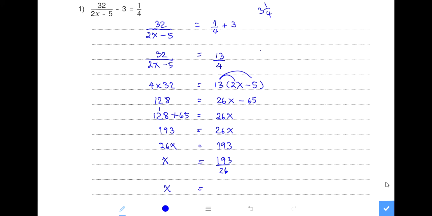So I want to change it to a mixed number. So 26 times 7, you know what? 26 times 7 is 182. Okay, 182. So I can do it like 7 times, like this, and then this will be 11, right? 193 minus 182 is 11, and over 26.